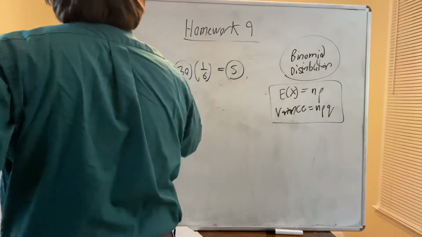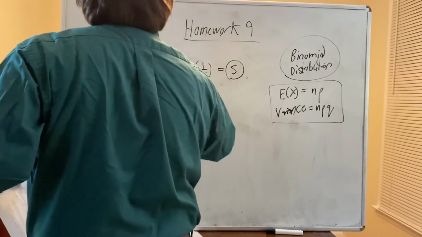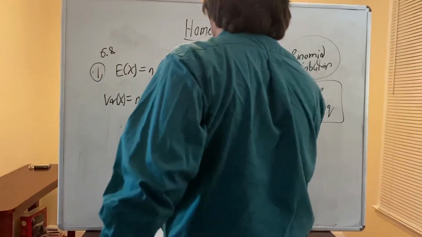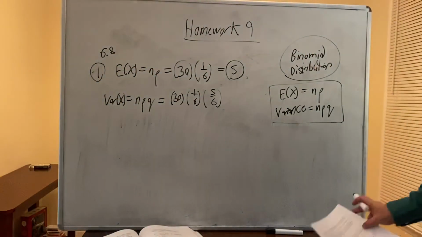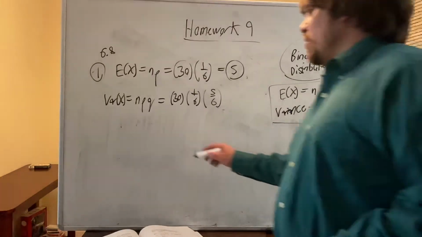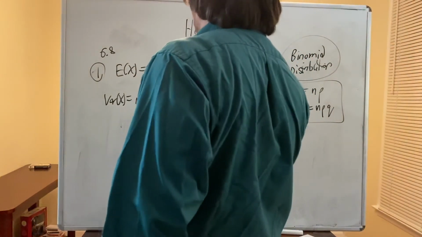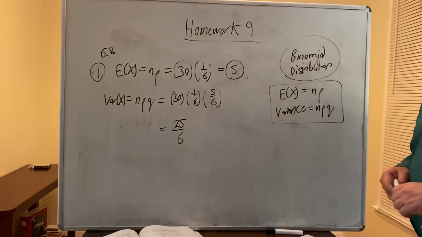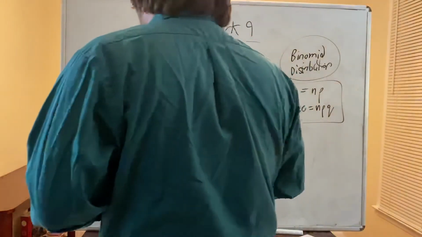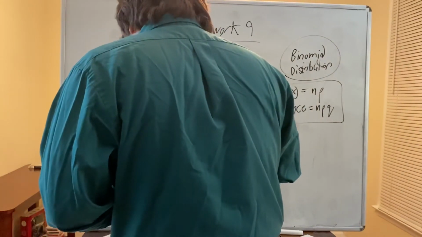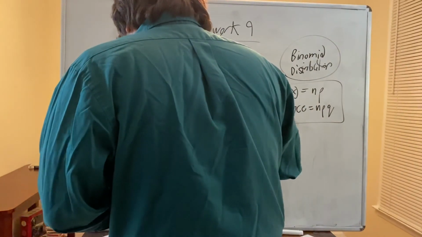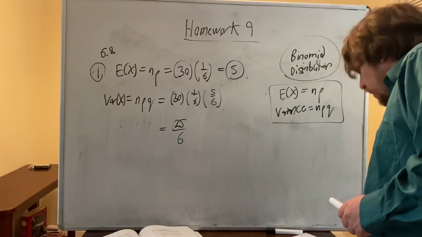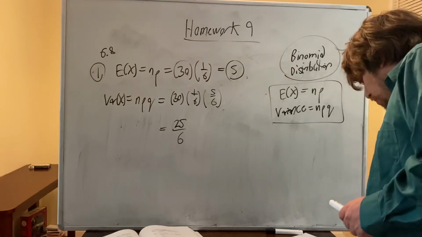So the variance of X is NPQ, which is 30 times 1/6 times 5/6. Q is the probability of failure. P is the probability of getting a 6, 1/6. Probability of failure is 5/6. So this is 5 times 5/6. This is 25/6. So that's the variance of X, and the question is find 6.8, number 1.